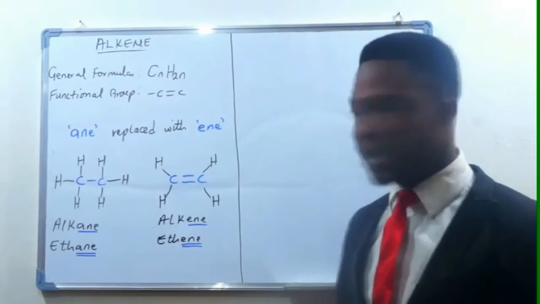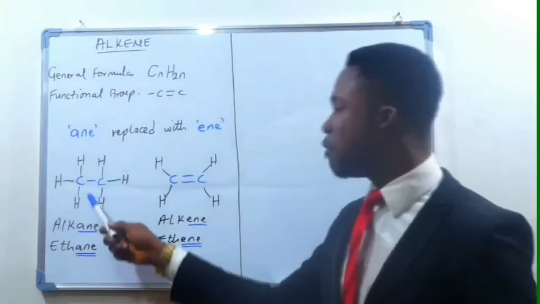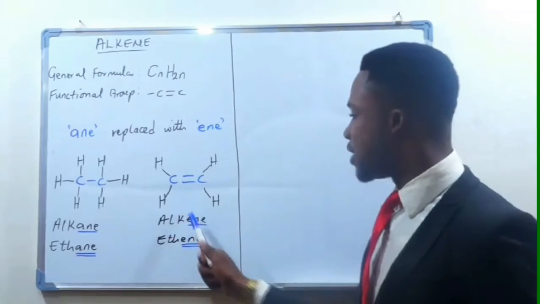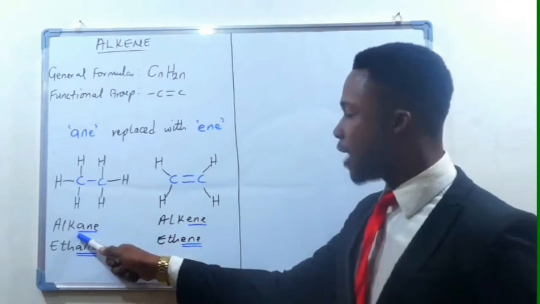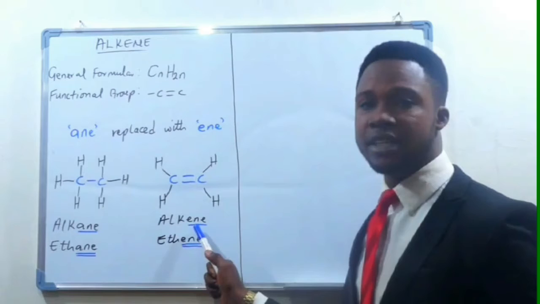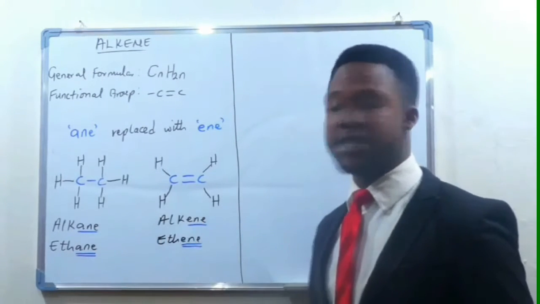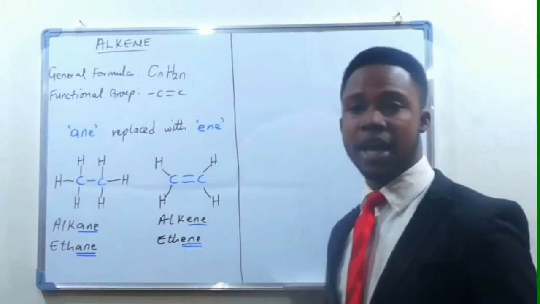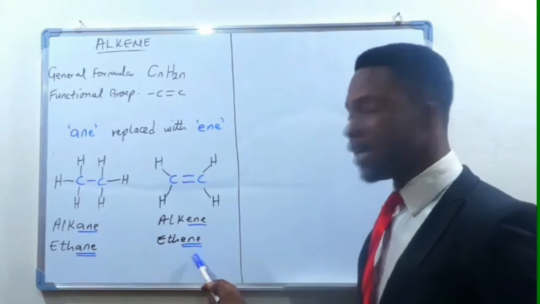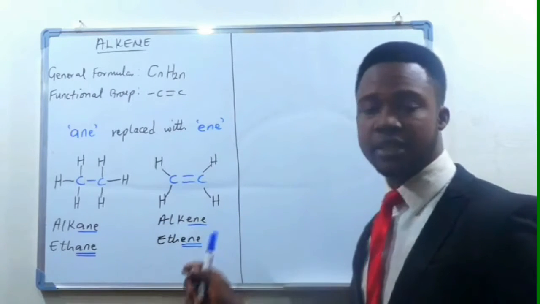"-ene" for alkene. For example, we have this compound. This compound is an alkane. Now we have this as alkene. Alkane, the "-ane" in alkane is replaced with "-ene" in alkene for the alkene that has the same number of carbon with the alkane. And this is called ethene. Why is this called ethene? So "-ane" has now been replaced with "-ene".